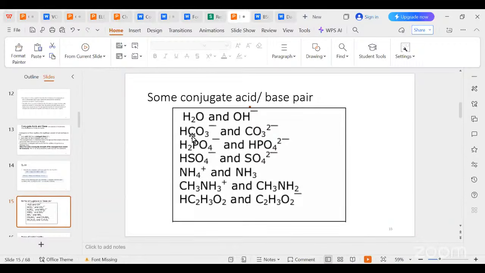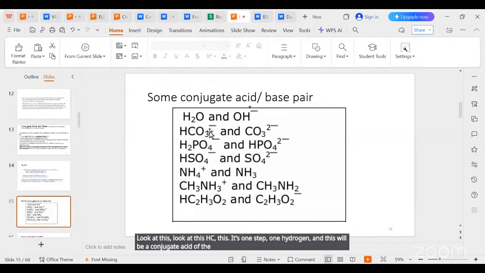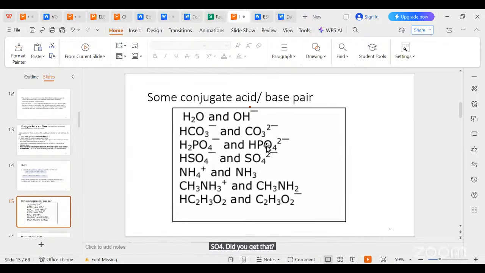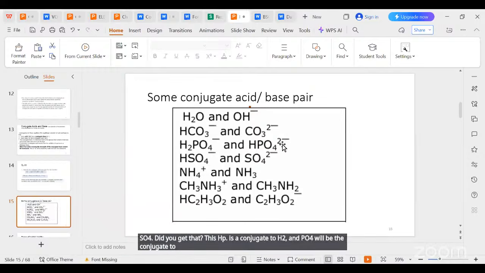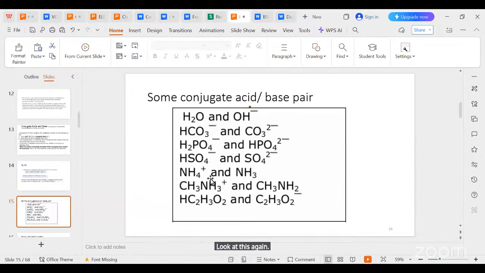Look at this HCO3-. It's one step, one hydrogen, and this will be a conjugate of H2CO3. Did you get that? Look at this, one hydrogen, and this HSO4- will be a conjugate of H2SO4. Did you get that? This HPO4 2- is a conjugate of H2PO4-, and PO4 3- will be the conjugate of HPO4 2-. I don't know if you got me. Look at this again. This lost one hydrogen to give this. When it's hydrogen, it's usually stepwise.